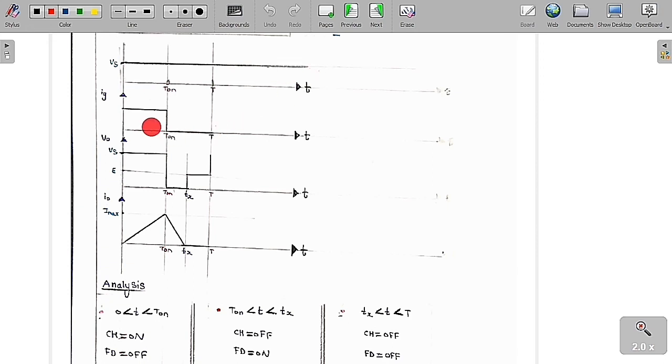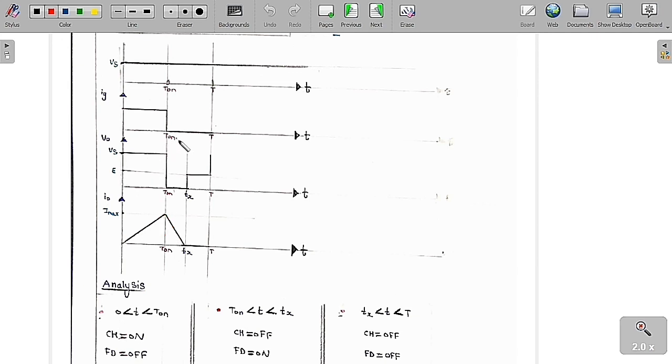Now here I am going to trigger the chopper for a small amount of time. When the chopper is on, the freewheeling diode is off. Therefore the output voltage is equal to the supply voltage, for 0 to T on. So the inductor is in charging mode, and the inductor current is going to increase from 0 to I max.